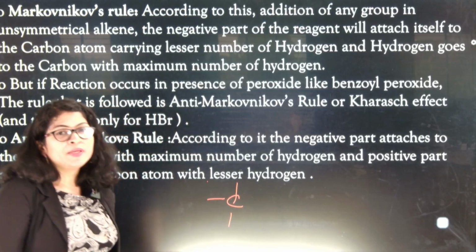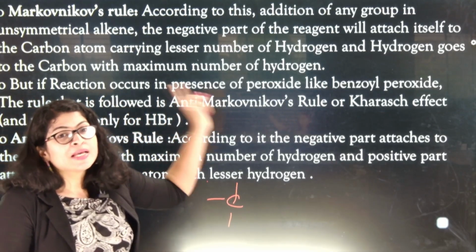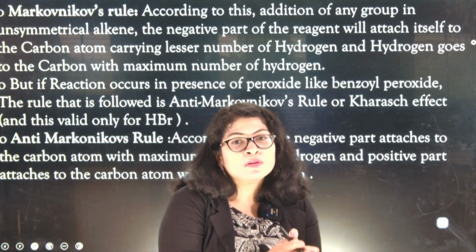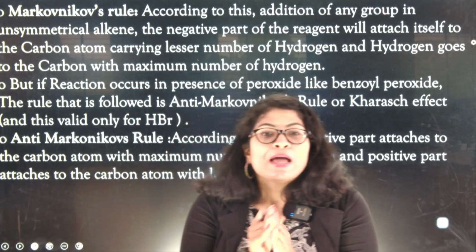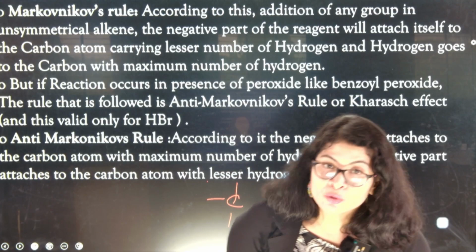So the hydrogen goes to the carbon atom carrying the maximum number of hydrogens, and the negative part goes to the carbon atom carrying fewer hydrogens. If I am saying HCl, that will break into H plus and Cl minus, and Cl minus will go to that carbon atom which has fewer hydrogens.